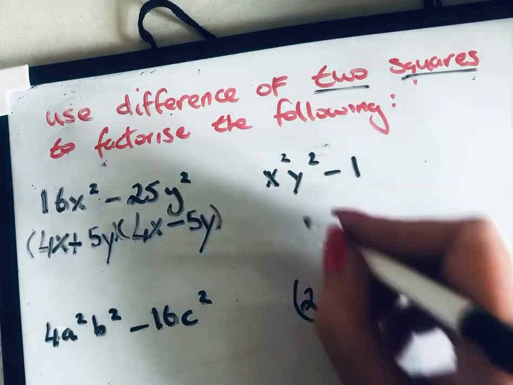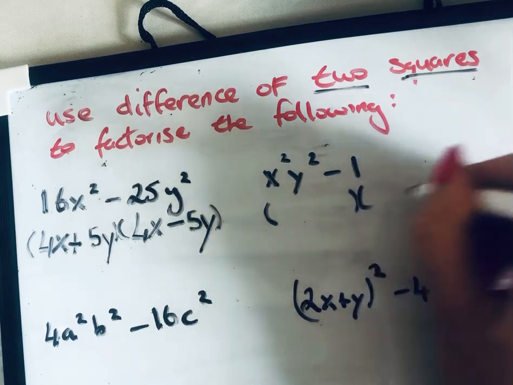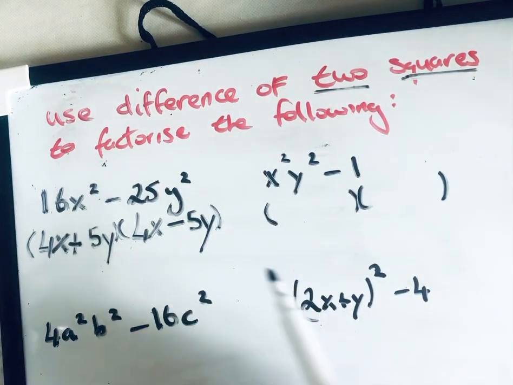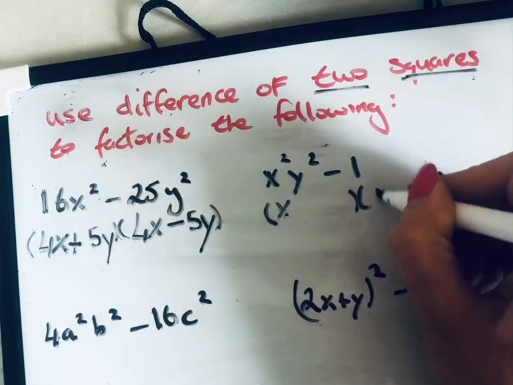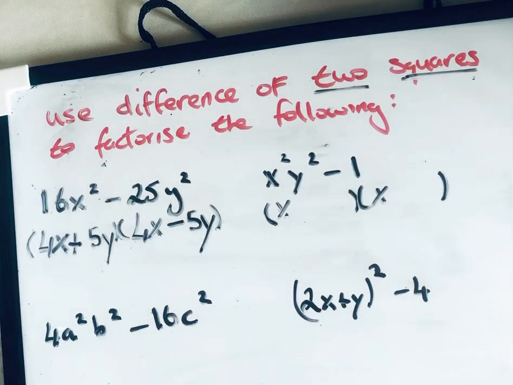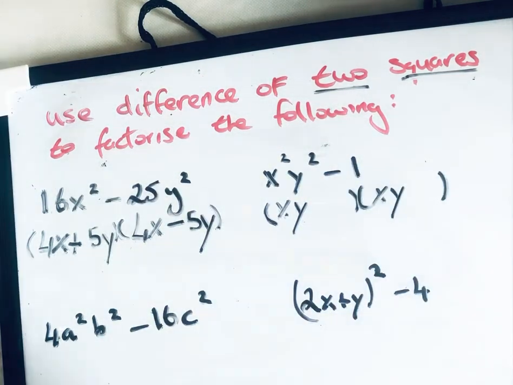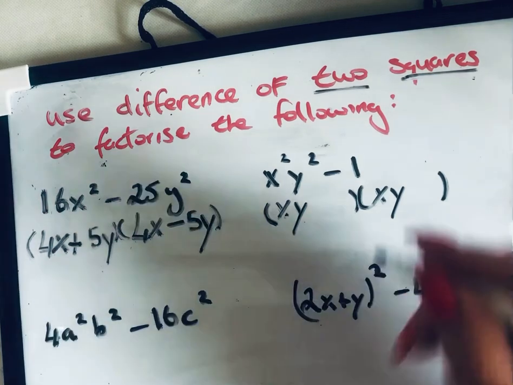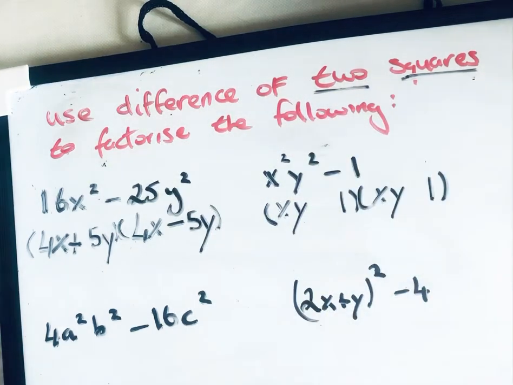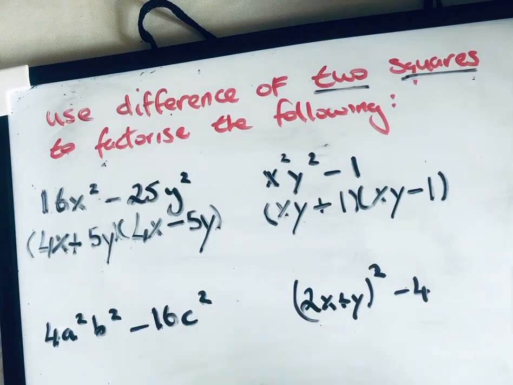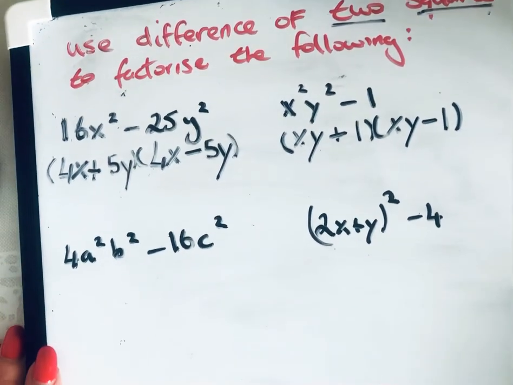Okay, the next one. Again, we open up two brackets and we say, what two same letters give us x squared? So we say x by x. What two same letters give us y squared? y and y. And what two same numbers when multiplied together give us 1? And of course it's 1 multiplied by 1, a 1 and a 1. And then we put in a plus and a negative.